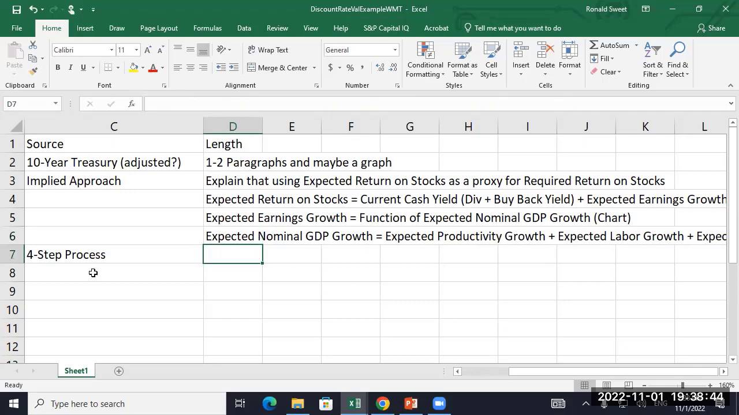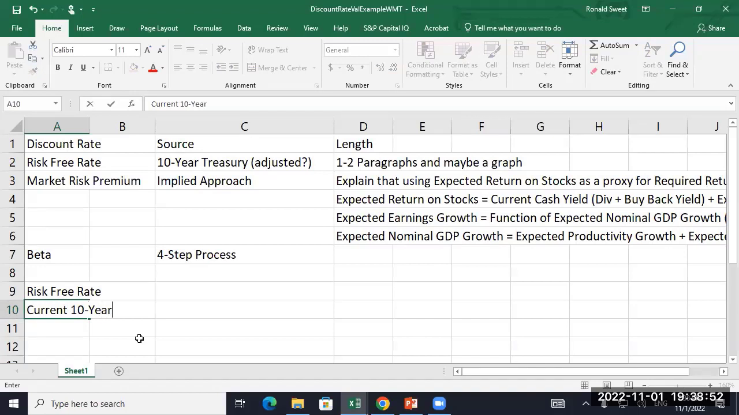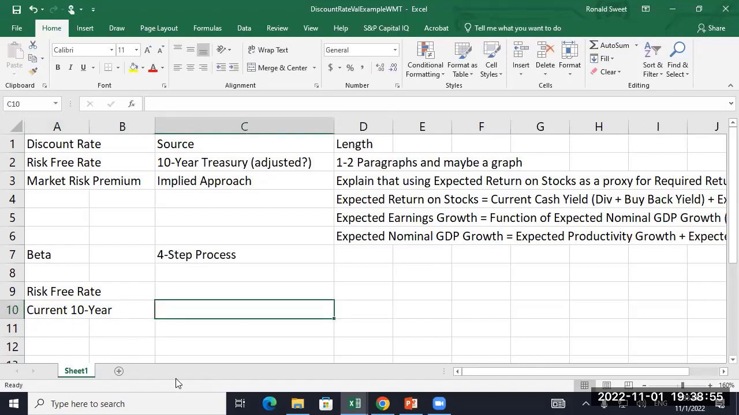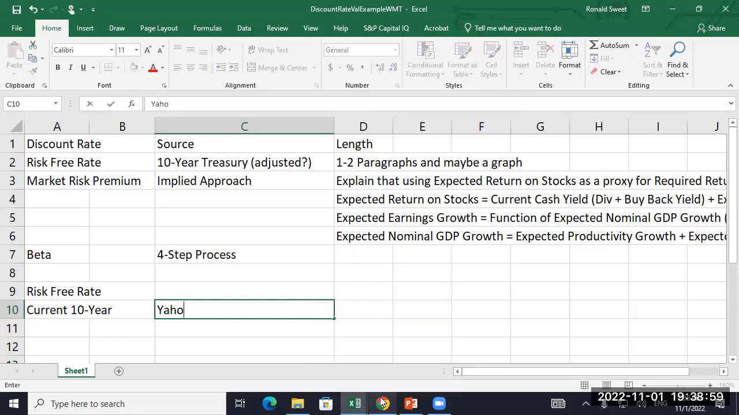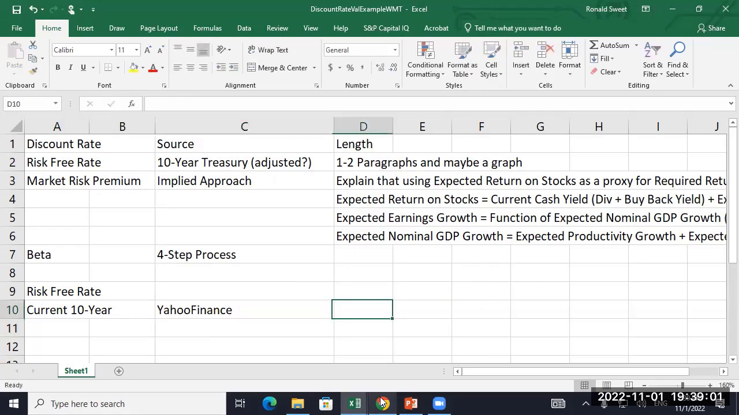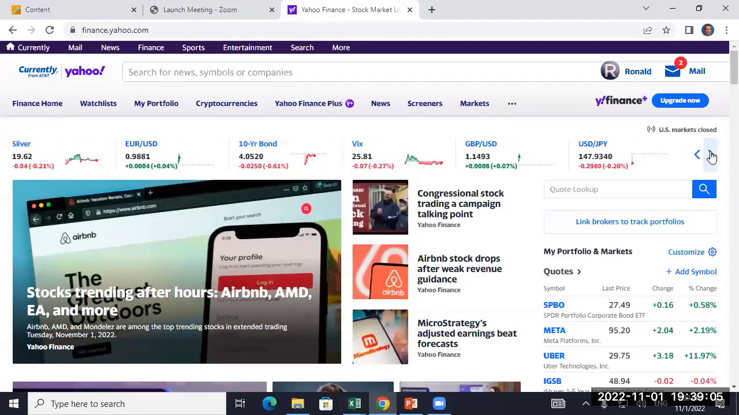All right, so let's think about the risk-free. So the current 10-year, we can get off of Yahoo Finance. I'm going to use Yahoo Finance. 4.05. You can round if you want to. If it's a 4.03, you might round it to 4 or 4.05. You don't have to be too precise.